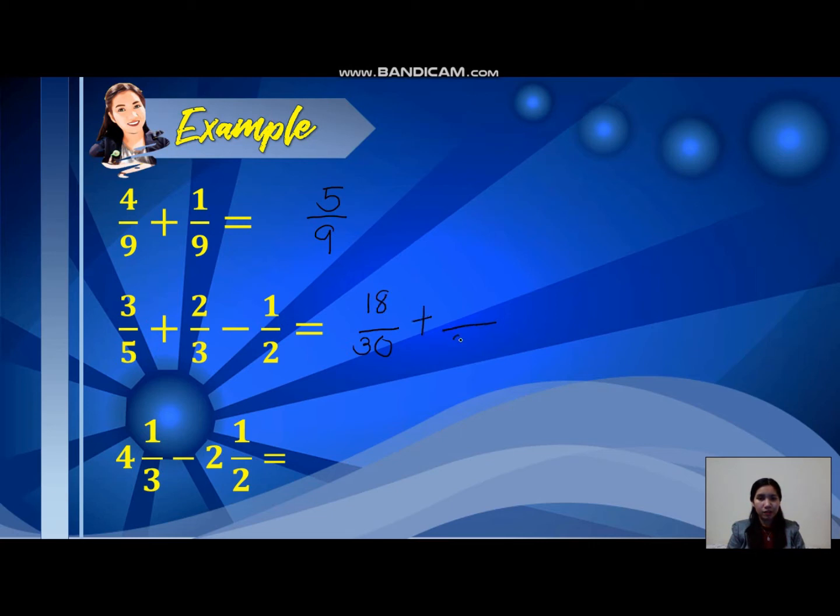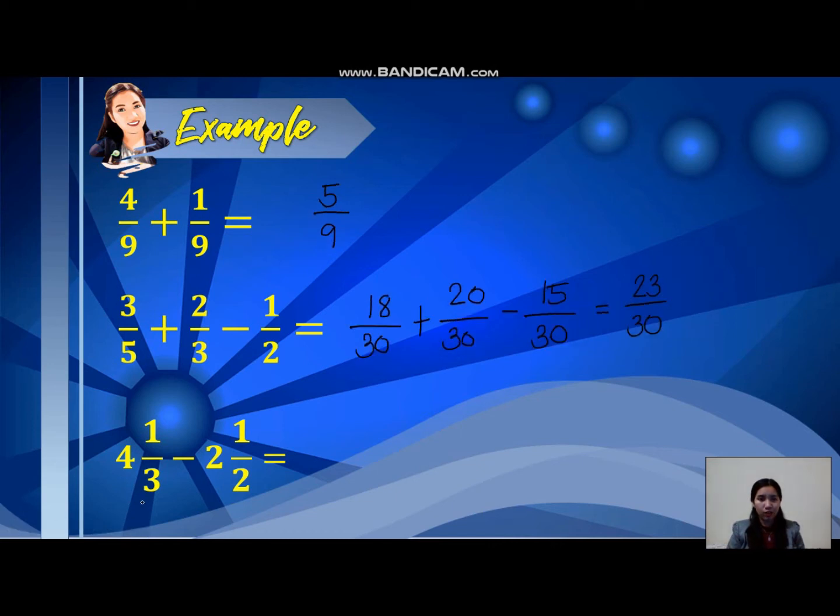Plus 30 divided by 3 is 10 times 2 is 20. Minus 30 divided by 2 is 15 times 1 is 15. Since the fractions are now similar, we can already perform the indicated operation. So here, 18 plus 20 is 38, minus 15 is 23. Then, we'll just simply copy the common denominator, which is 30. So we have an answer of 23 over 30.